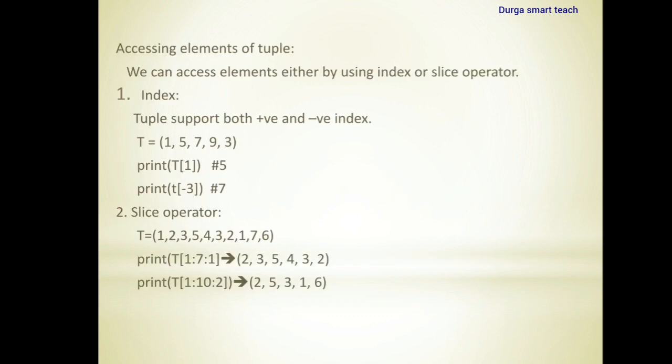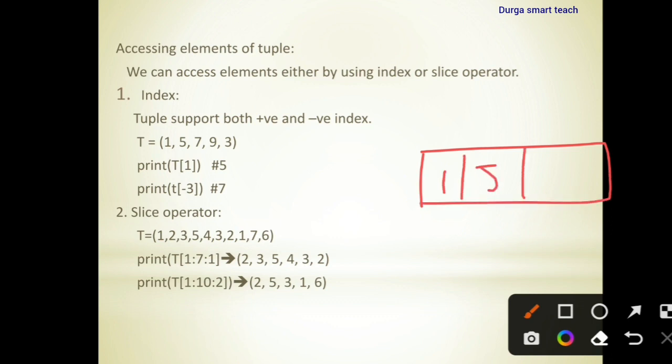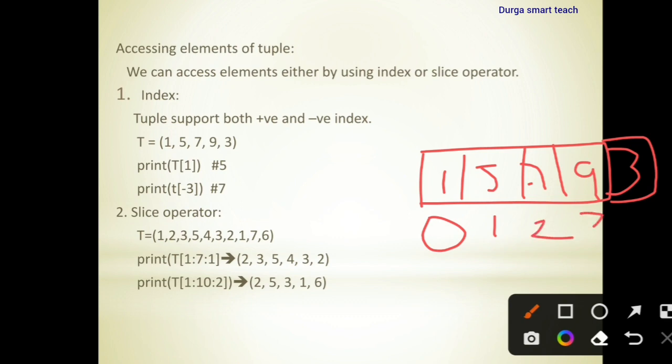Next, I stored 5 values: 1, 5, 7, 9 and 3. Tuples allow positive index values as well as negative index values. If you want to access the elements from a tuple, you should use either the index or slice operator.